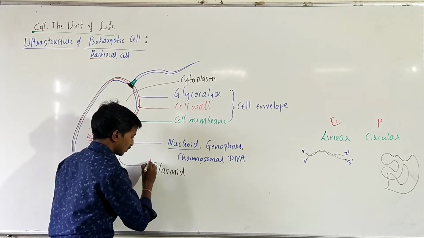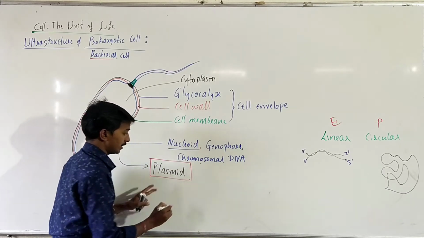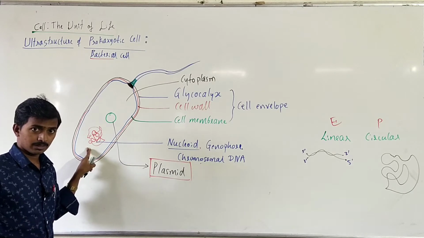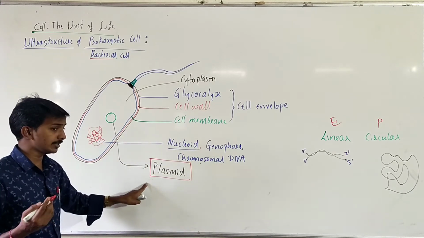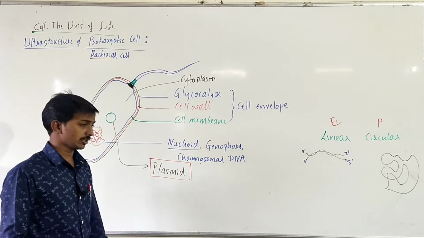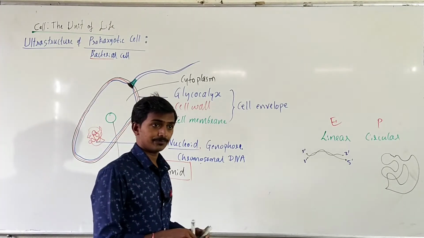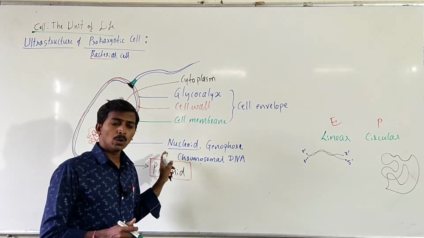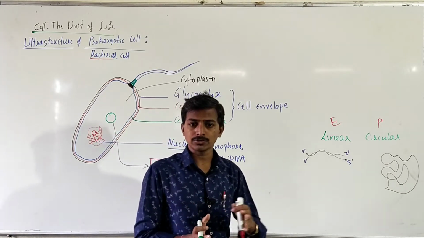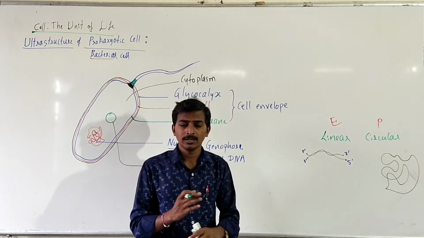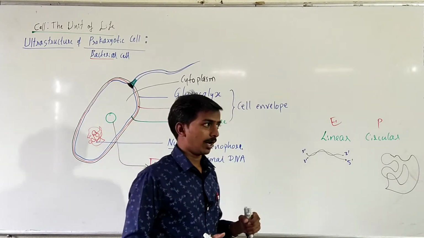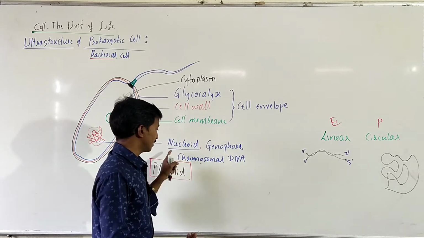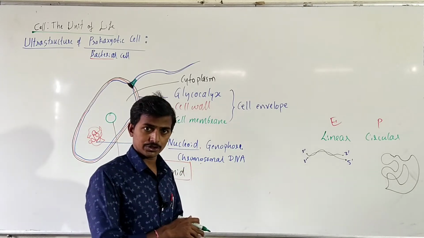So, you may ask a question. Already it has a DNA, called the nucleoid, right? Then what is the function of another DNA? Here, this nucleoid is responsible for only the normal activities of the bacteria, for example, transfer of the characteristics, expression of the characteristics, or during the cell division, during the reproduction.